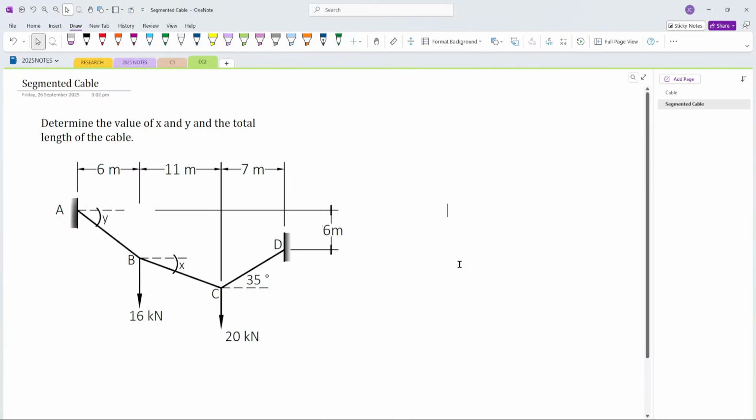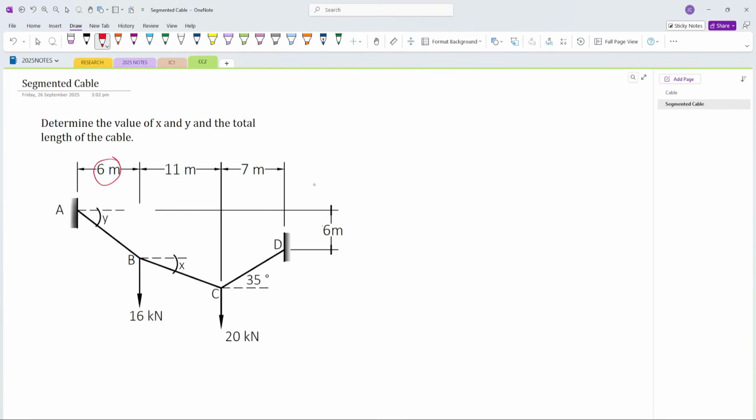Sa video natin ngayon, we will try to solve this problem using two methods. The first method would be using equilibrium equations, and then the second method is by using geometry alone, but in combination with the concept of Varignon's theorem.